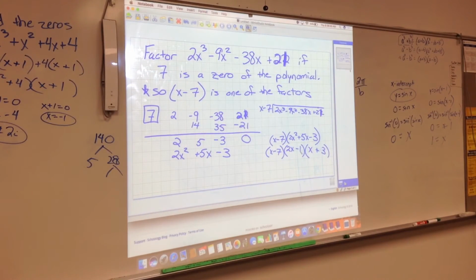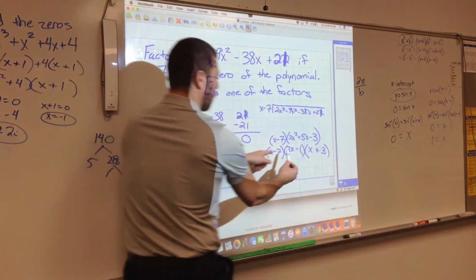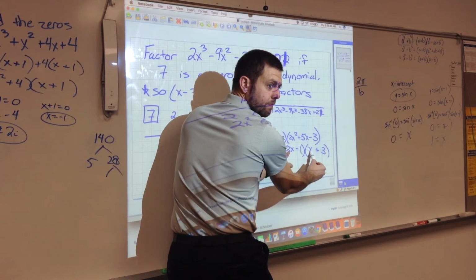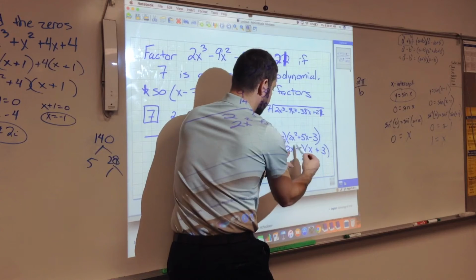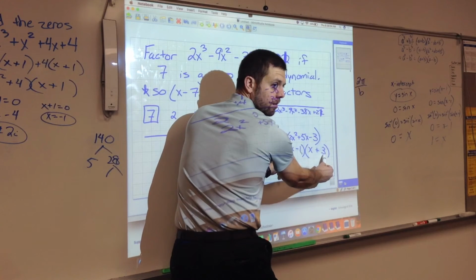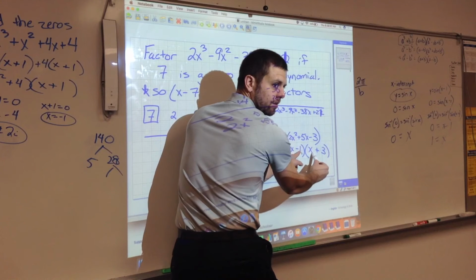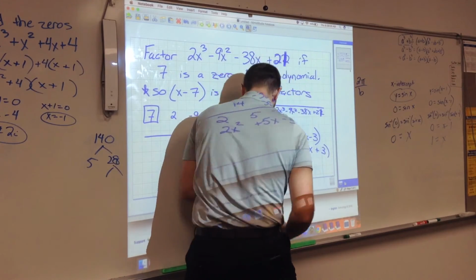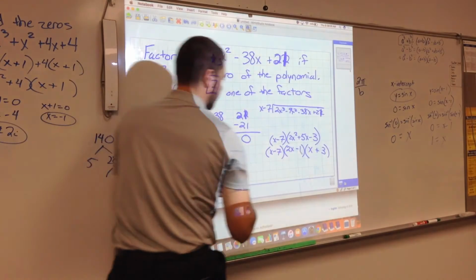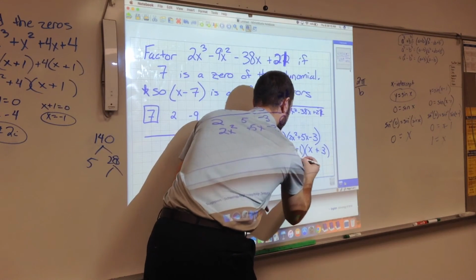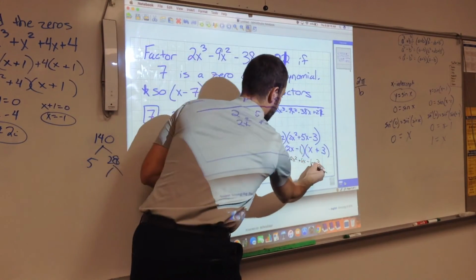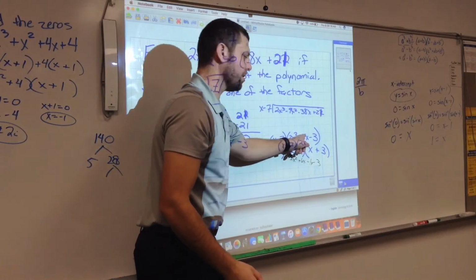Okay? I'm just foiling this back together, right? So 2x times x is 2x squared. 2x times 3 is 6x. Negative 1 times x is negative 1x. Negative 1 times 3 is negative 3. So 2x squared plus 6x minus 1x minus 3. Isn't that the same thing that I started with?